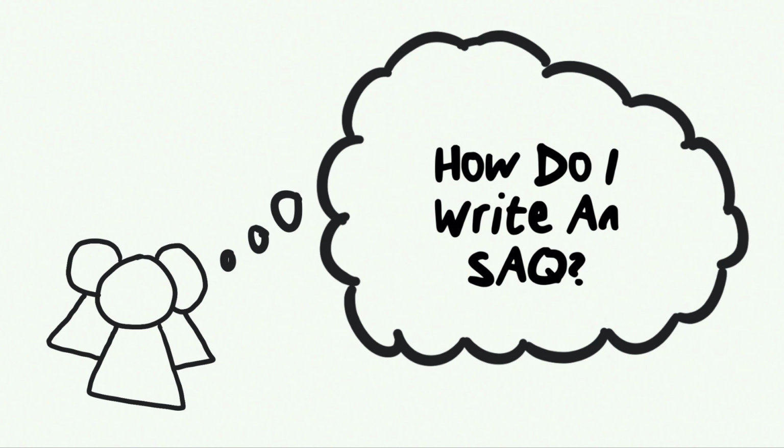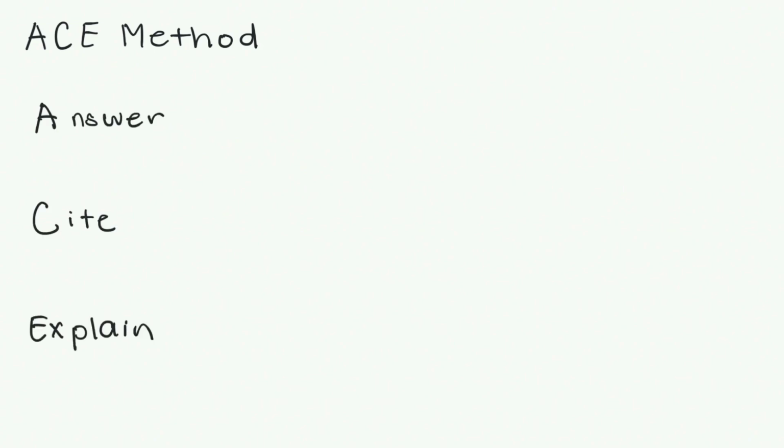There are a bunch of different ways to write an SAQ, and a lot of different formats, but in this video, we'll be covering what is, in my opinion, the easiest and most effective, the ACE format. ACE stands for Answer, Cite, and Explain. Each portion of this format stands for a separate sentence that you'll complete in the SAQ itself.